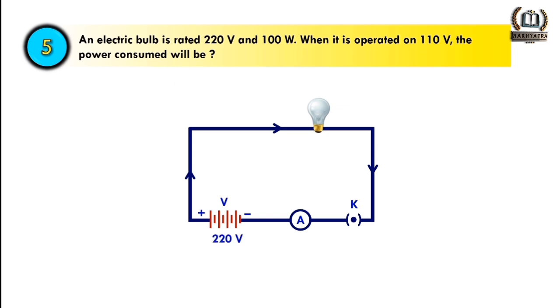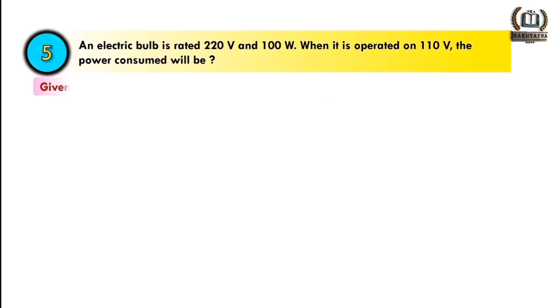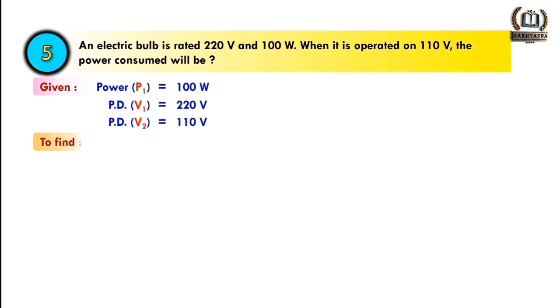So now, first, at potential difference 220 volt, power 1 is 100 watt. Now if it is operated on 110 volt, then power 2 will be. So we have to find out the power 2. Okay guys, now see here, we are given power 1 equal to 100 watt, potential difference V1 equal to 220 volt, V2 equal to 110 volt. So we have to find out power 2.